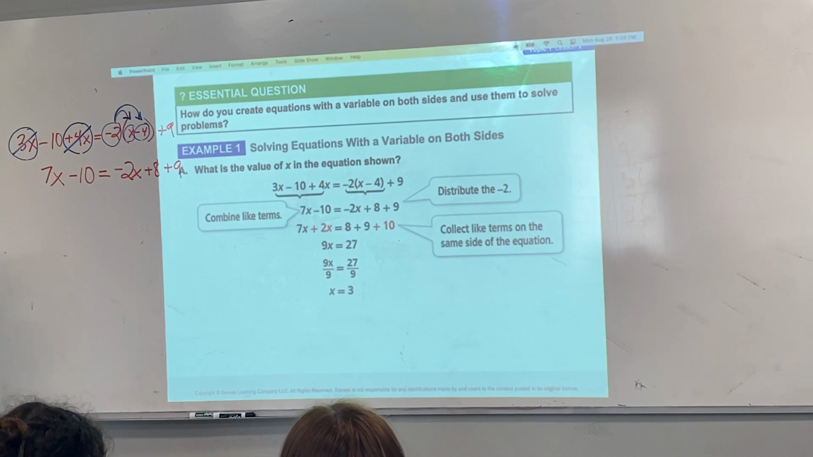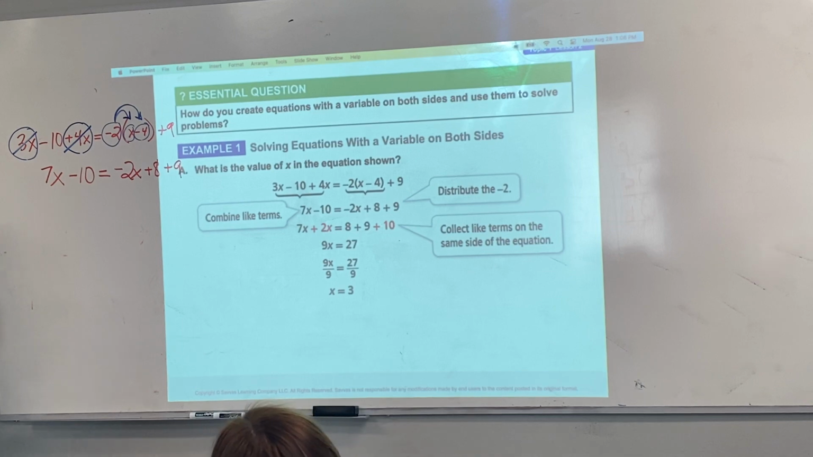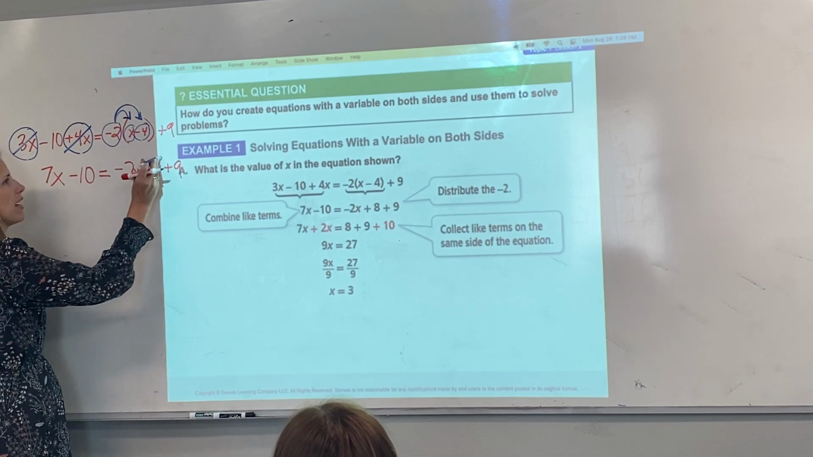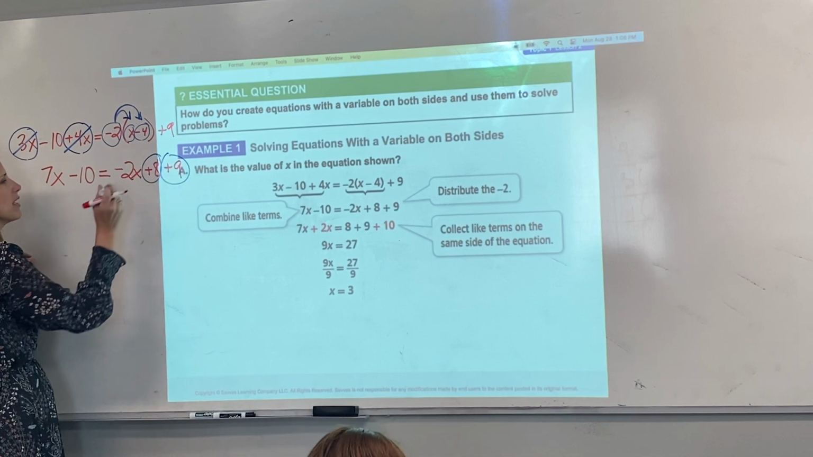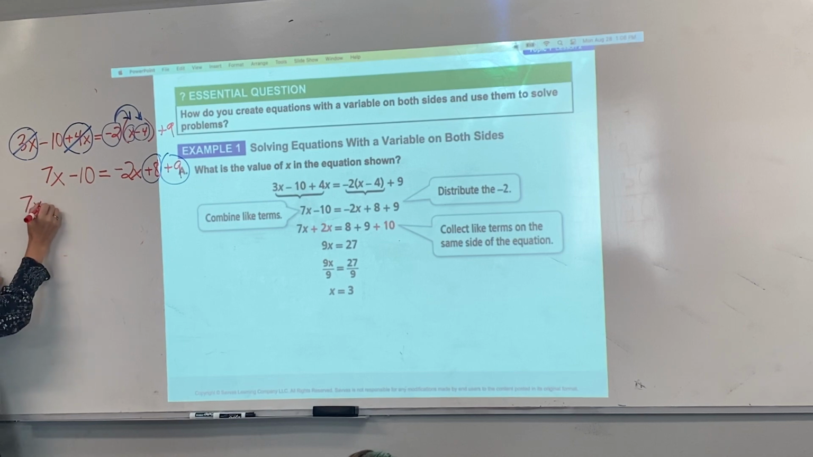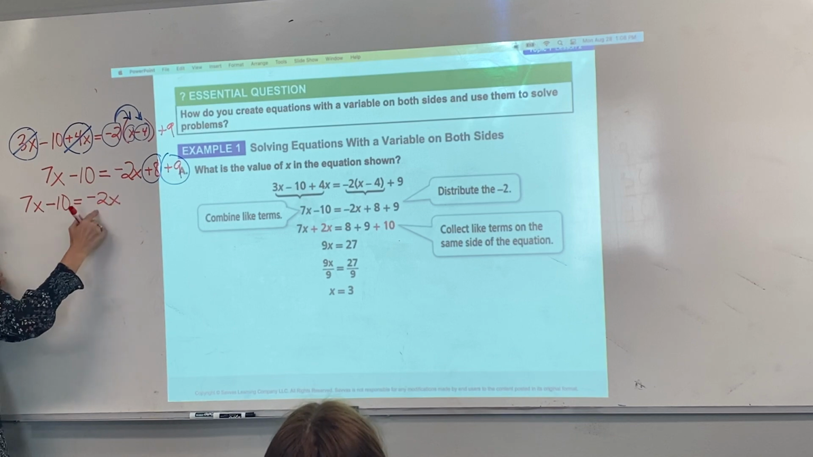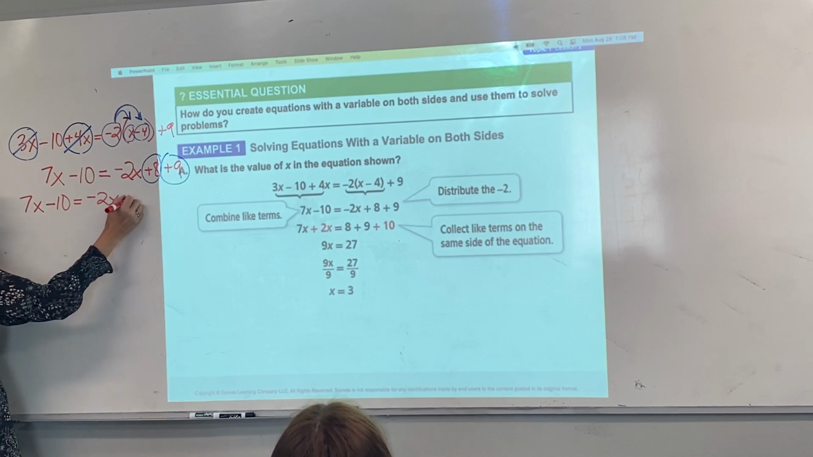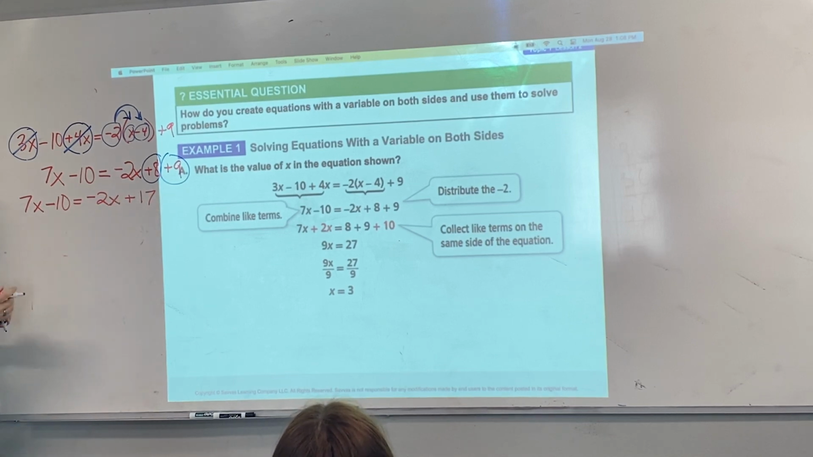what is something I can do next? Which ones? 8 and 9, good. So now we have created another set of like terms. I've got my plus 8 and my plus 9, and I'm going to combine those. So I'll still have this being the same because I can't combine the 7x and the negative 10 because they are not like terms. So I have my negative 2x plus 17. So it's starting to get simpler, right?